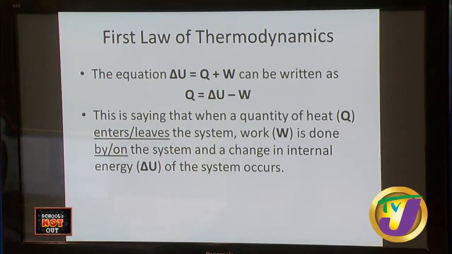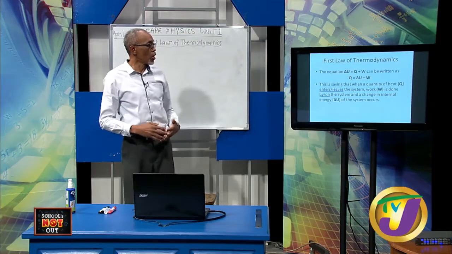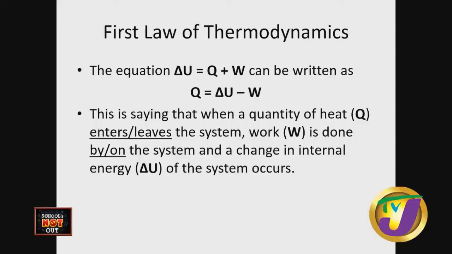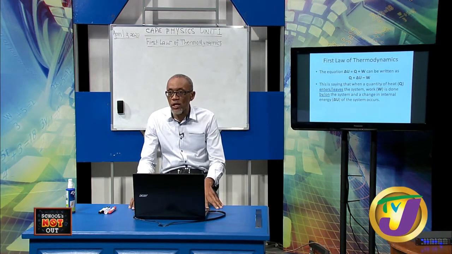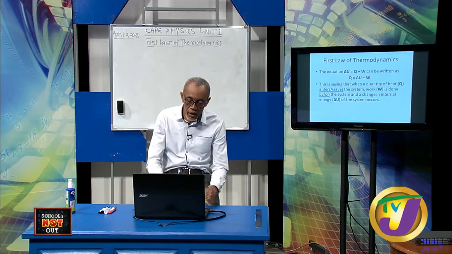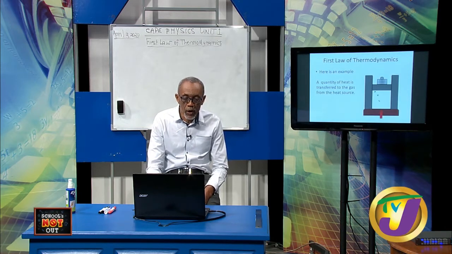So it is saying that when a quantity of heat Q enters or leaves a system, work is done and the internal energy of the system changes. So the internal energy can increase or decrease. Work can be done by the system or on the system. And so that is what we will look at as we go along. So we see that heat will cause a change in internal energy and work.